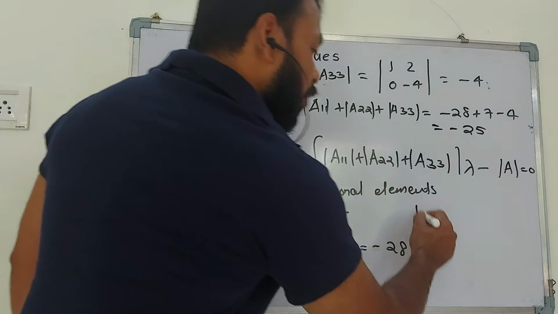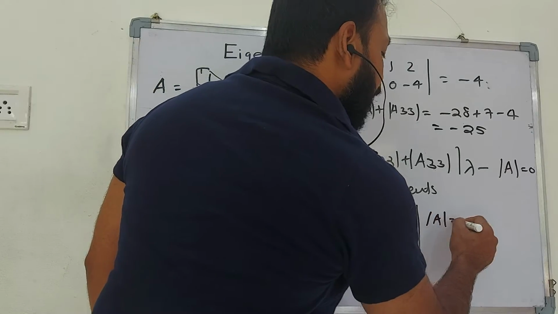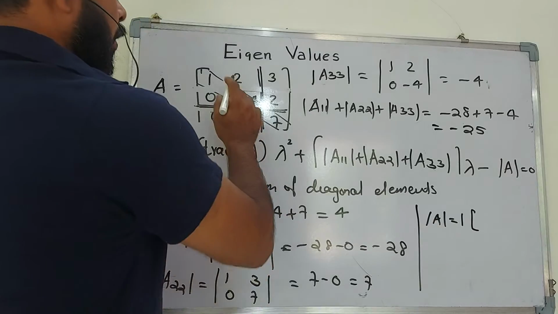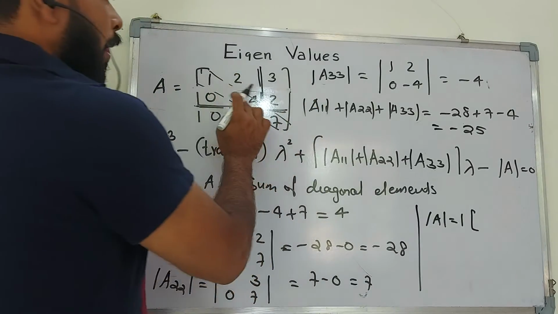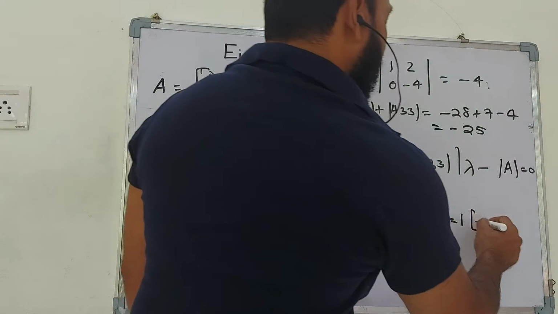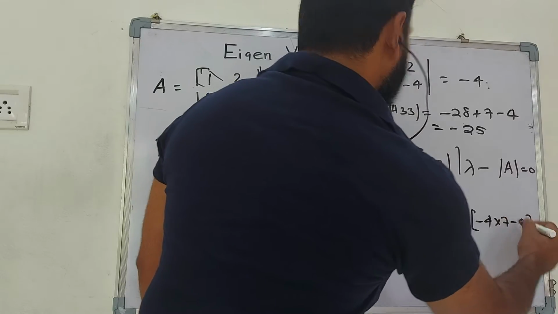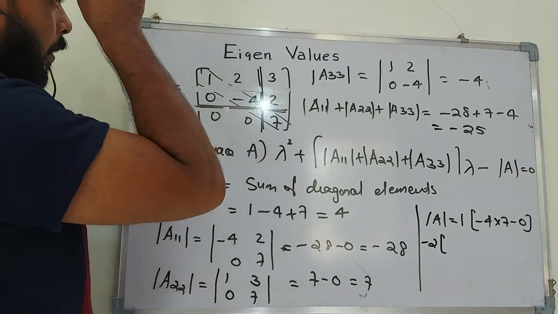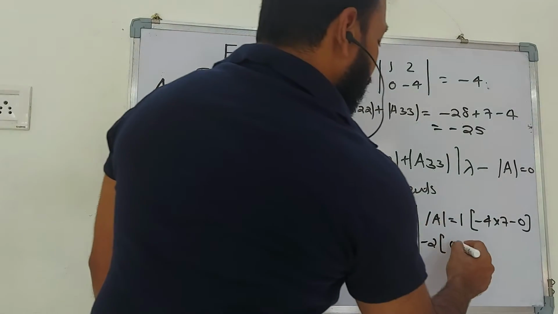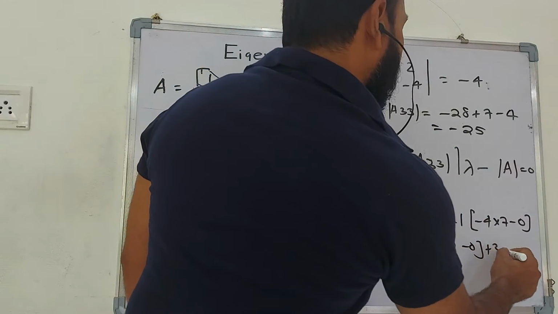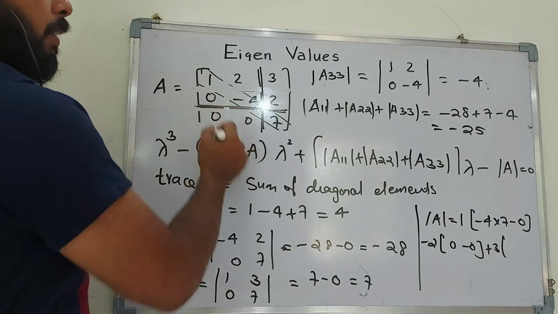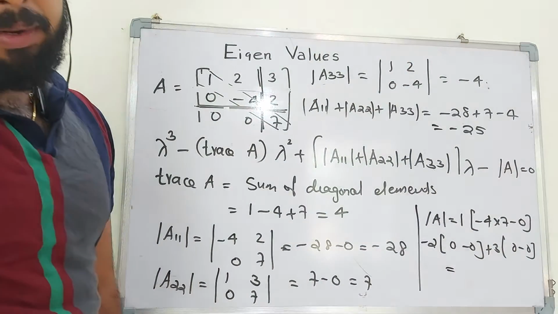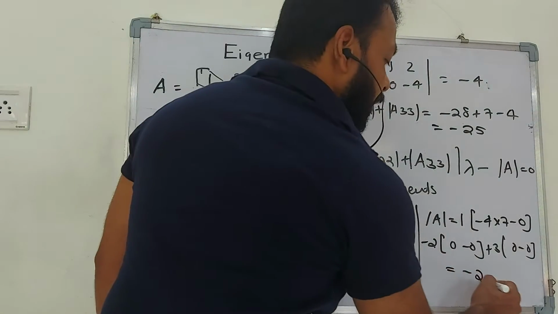Now find the determinant of A also. The determinant of the given matrix, that is 1 times minus 4 into 7 minus 0, minus 2 times 0 minus 0 plus 3 times 0 minus 0. That is, the determinant of A is minus 28.